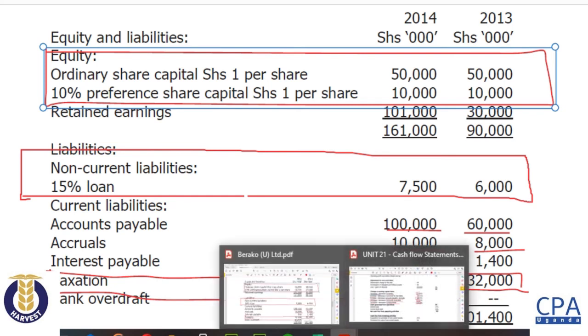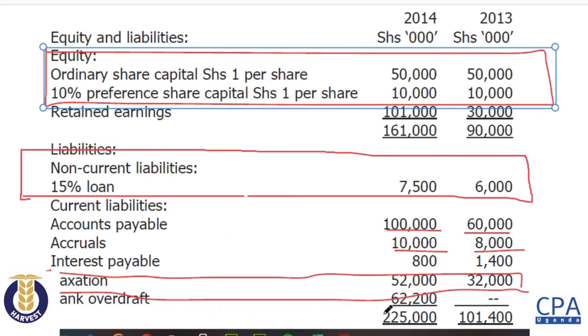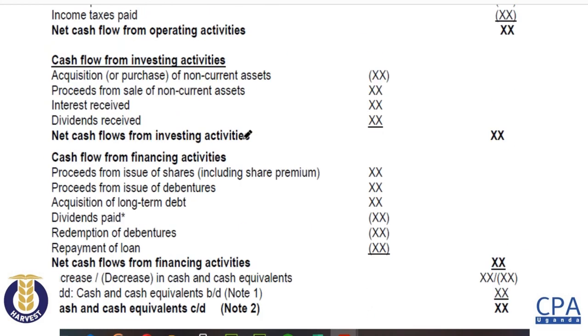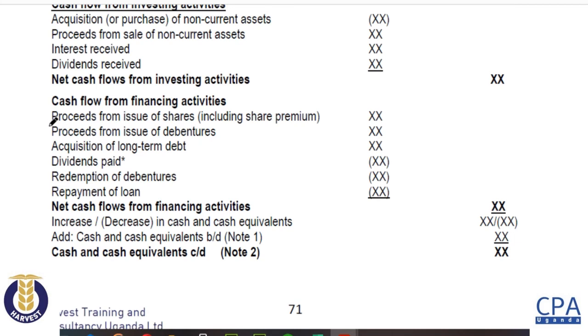And then again to confirm this, you can look at the format given under the standard. As you can see, we have proceeds from issue of shares, that's money coming from issue of shares, proceeds from issue of debentures, acquisition of long-term debt, dividends paid, redemption of debentures, repayment of loans. So when you pay the loan, money moves out. When you settle your debentures, money moves out. That's why these are in brackets. And when you pay a dividend, money still moves out.